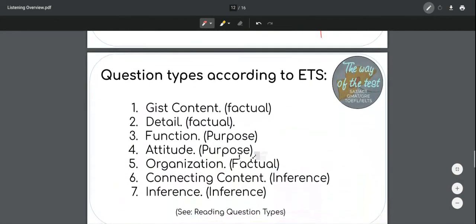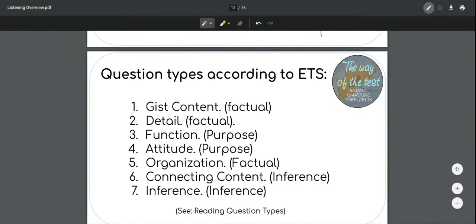Now, according to the ETS, the official provider of the TOEFL exam, there are 7 question types in the listening section: gist content, detail, function, attitude, organization, connecting content, and inference. I actually reduced all of these question types to 3, because gist content is nothing but a factual question. Detail is actually a factual question. Function is a purpose question. Attitude is a purpose question. Organization is a factual question. Connecting content is an inference. And inference, well, yes, is an inference.